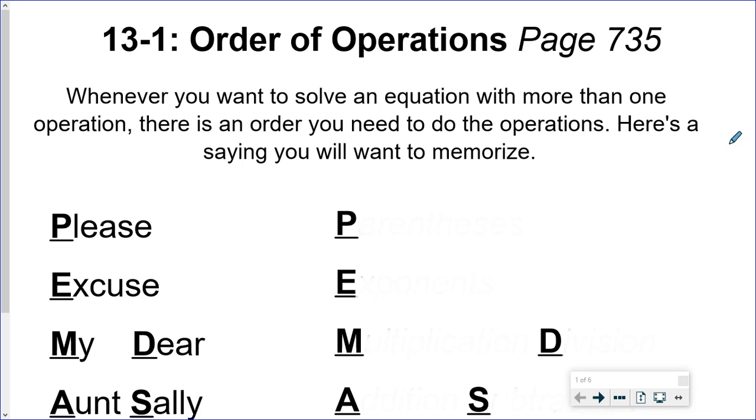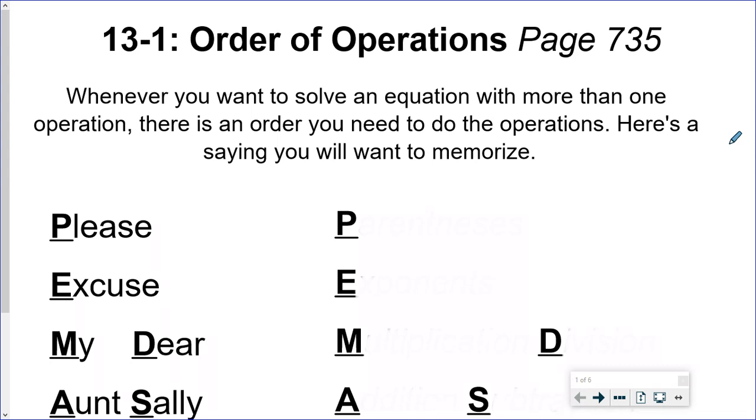Hello, fifth graders. Today we're going to take a look at our math lesson, chapter 13, lesson 1. The topic we're going to talk about today is order of operations. It'll be found starting on page 735 in your textbook. So if you want to open up to page 735 and follow along, that would be great.